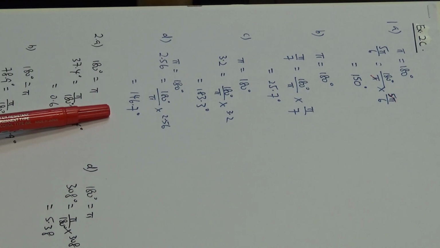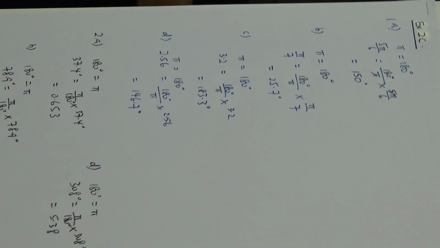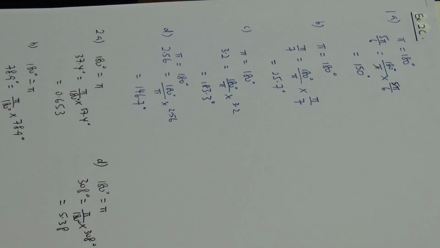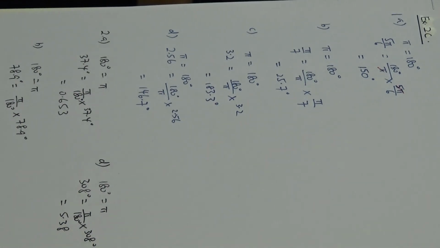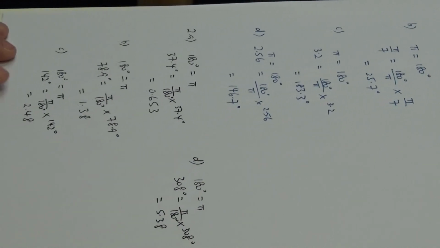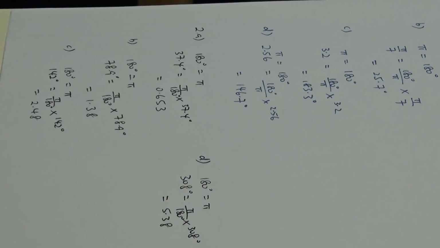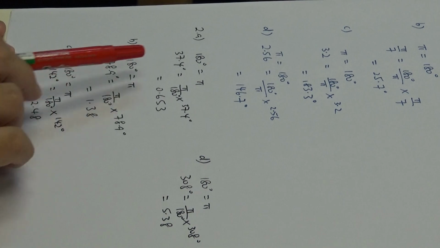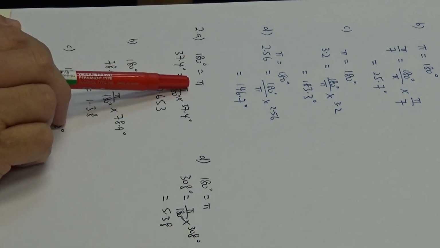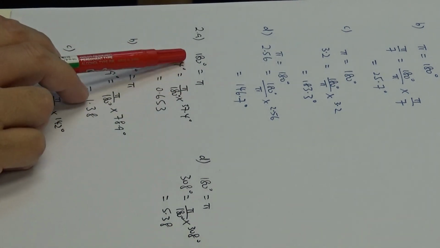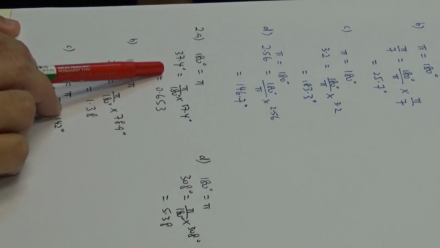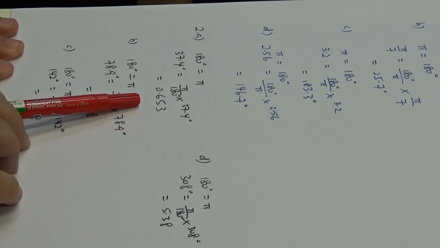Now, if you have to pause the video to write down some things, please feel free to do so. Now, number 2, convert each of the following angles from degrees to radians. In this particular case, we have to write it the other way around. That means we write degrees first, then radians, then we follow the same step, pi over 180 times 37.4. You will give the answer to 3 significant figures.